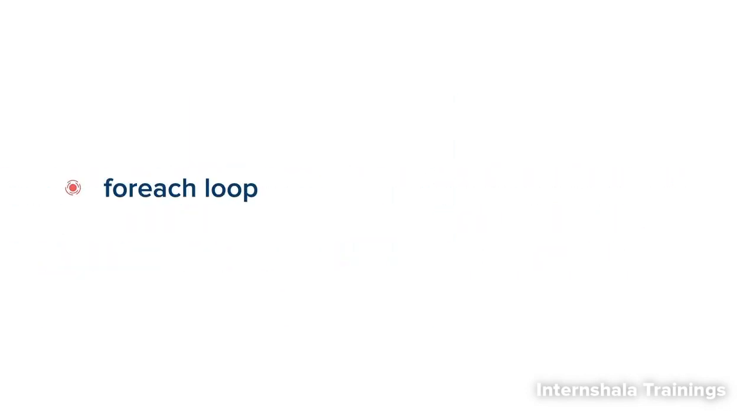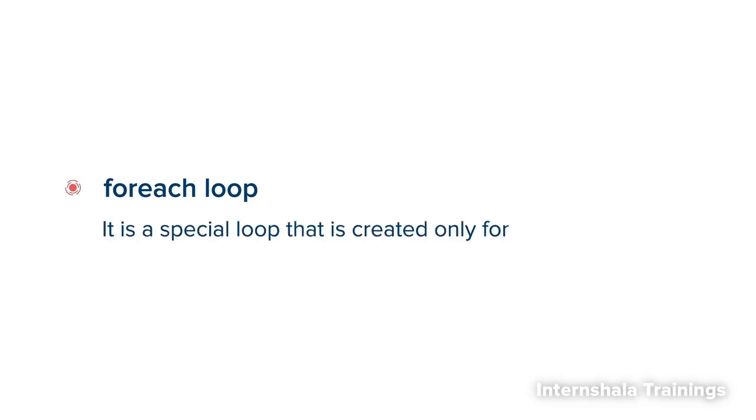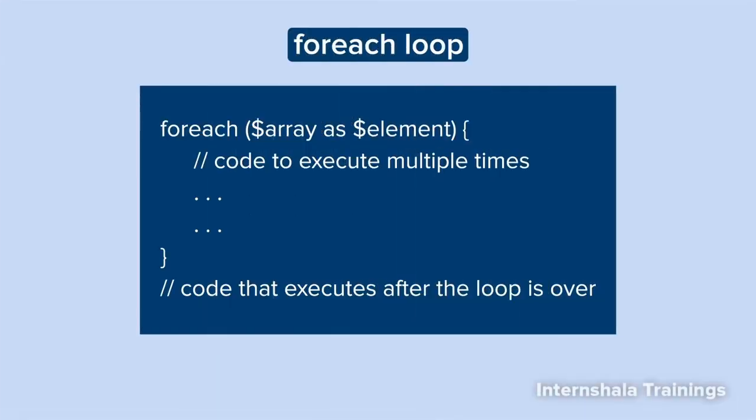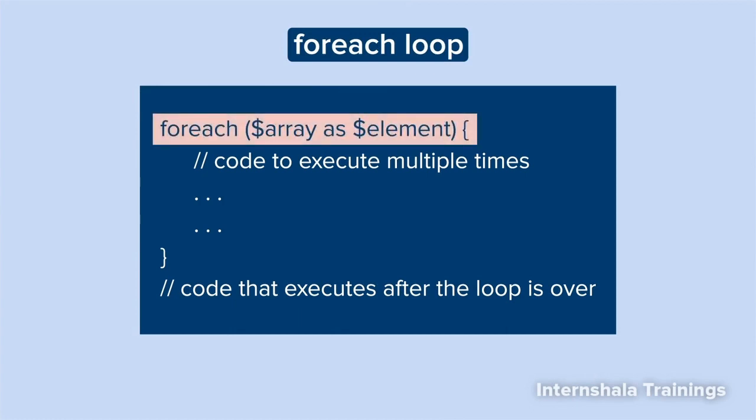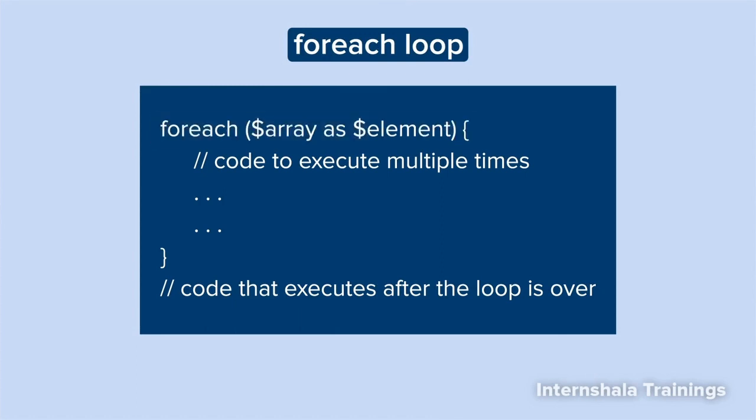Now, coming to the last type of loop, that is foreach loop. Let's discuss this one also. It is a special loop that is created only for arrays. Let's have a look at the syntax of foreach loop to understand it better. The syntax is foreach, the name of the array, followed by the variable name. The loop runs as many times as the number of elements present in the array. So, if the array has 10 elements, it will run 10 times. And if it has 20 elements, it will run 20 times. And in each iteration, it picks up one element of the array and assigns it to the variable for us to use.